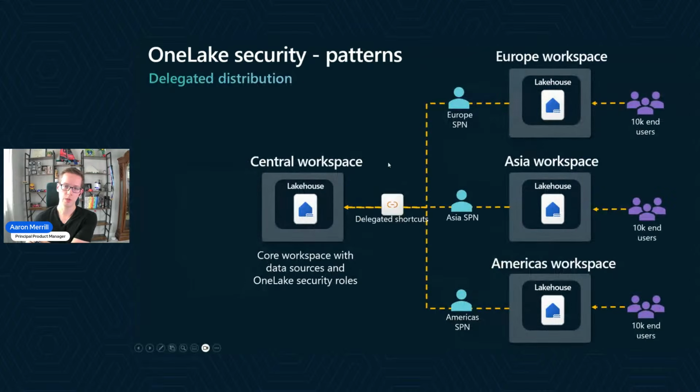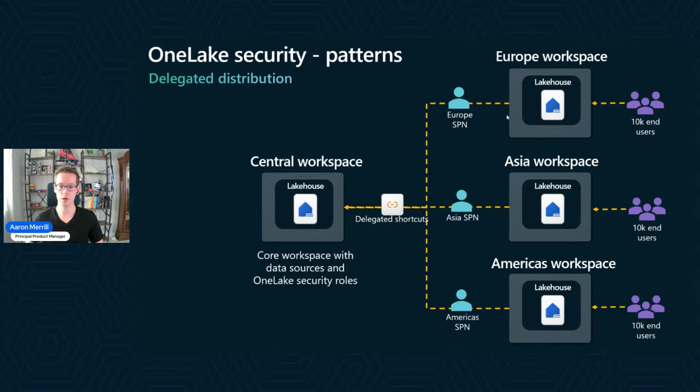The other option here is for using delegated shortcuts. And I've taken a very high scale use case because I think it drives the point home. Let's say you have a bunch of different data teams. They're broken up by different regions, and they have a very large number of users. So in this case, we have 10,000 end users here, 10,000 end users here, and 10,000 more end users over here.